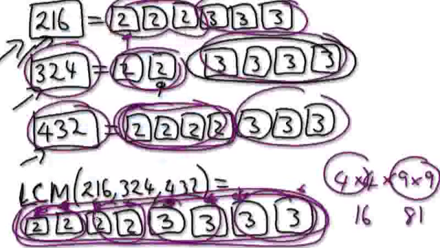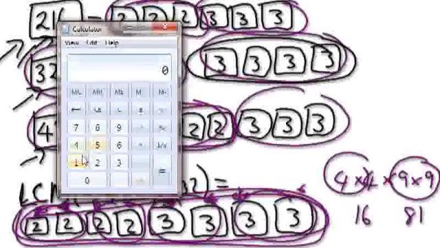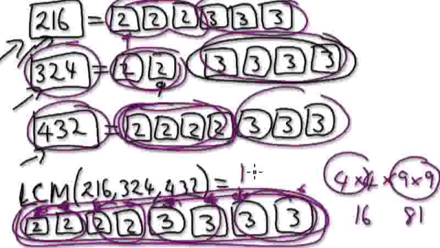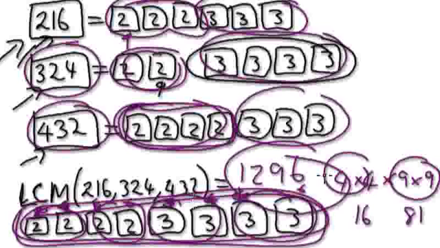So basically, all I've done is multiplying all these blocks together. Okay, that's what I'm doing. That's what I've done. So hang on. 16 times 81 equals 1296. So 1296. So this here would be your lowest common multiple.